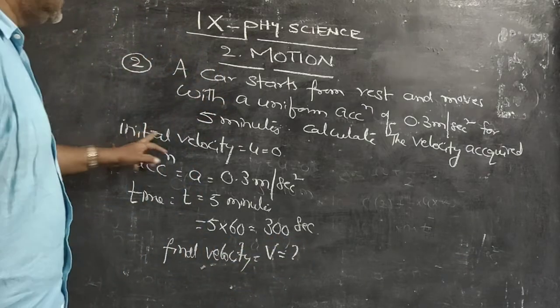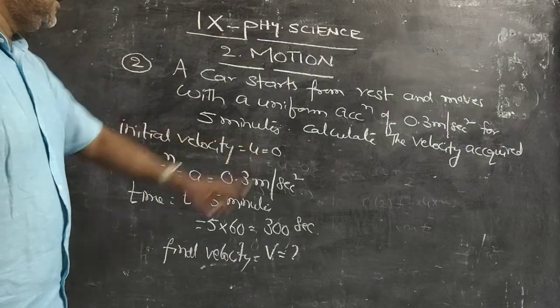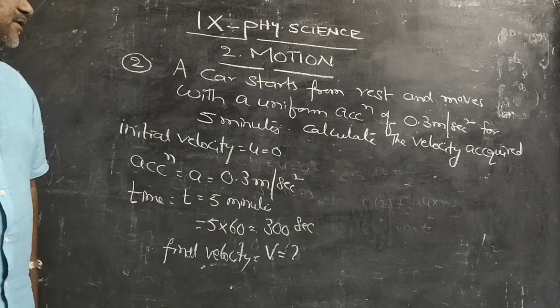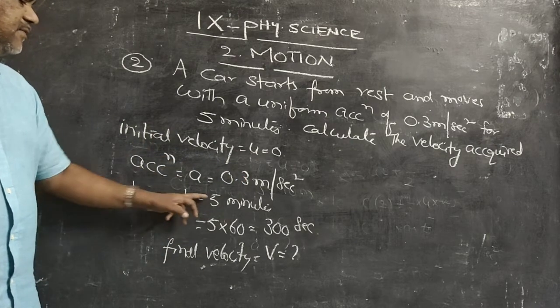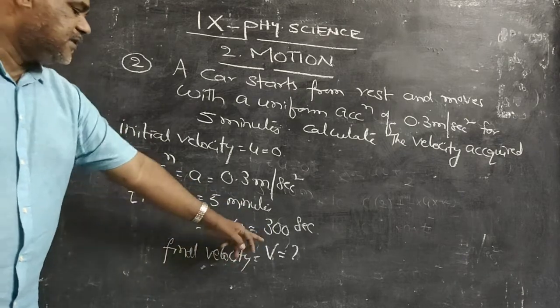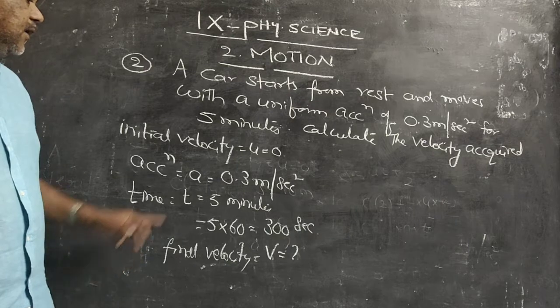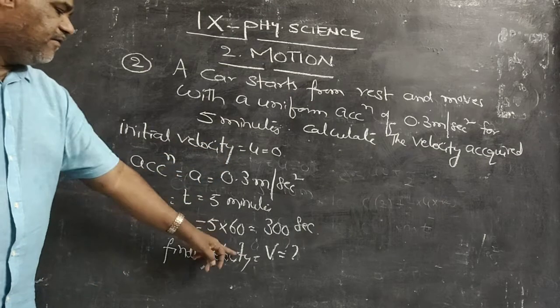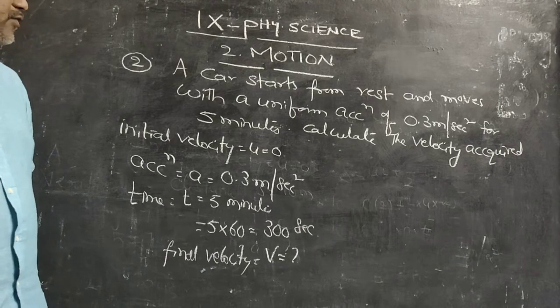So body starts from rest means initial velocity u is 0. Acceleration a is 0.3 meters per second square. Time is 5 minutes. 5 minutes means 300 seconds. Final velocity v we have to find. So u is there, a is there, t is given, v. Now we should find out v value.